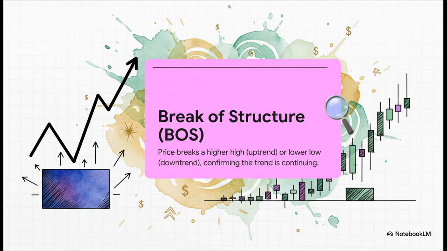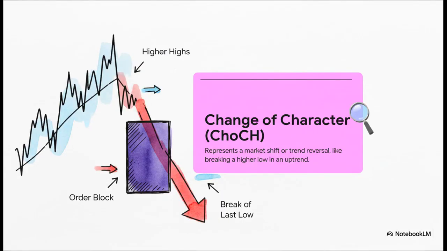The order block that fueled that specific move, that's the only one we care about. Now, what if the trend is about to reverse? For that, we look for a change of character, or CHOCH. This is your first major warning sign.